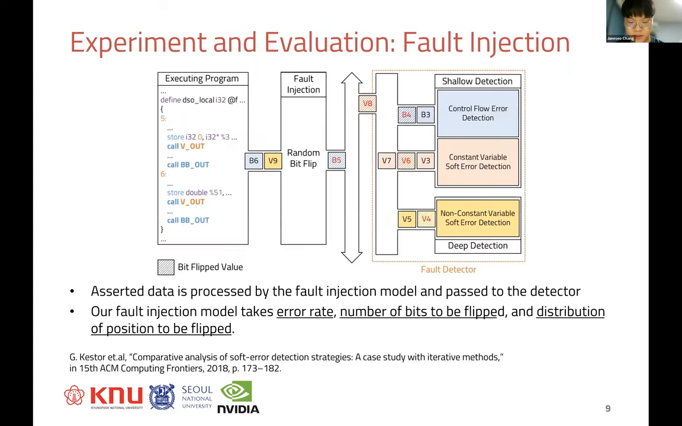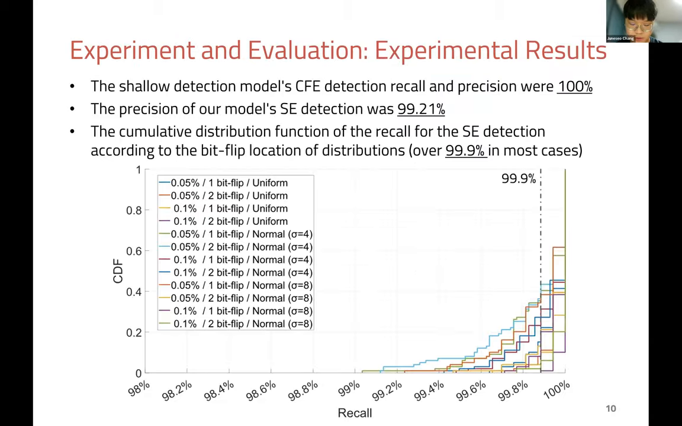To evaluate our detector, we devised a fault injection model that performs bitflips on the target program's asserted values. We experimented with varying error rates, bitflip numbers, and bitflip position distributions. For results, the control flow error detection recall and precision were 100%, and the precision of software detection was over 99%, and the recall was 99.9% in most cases.